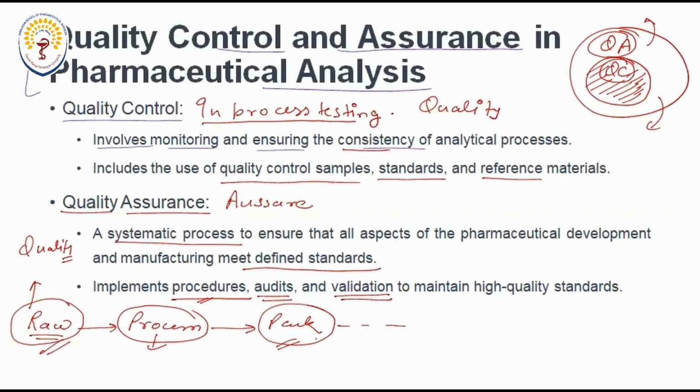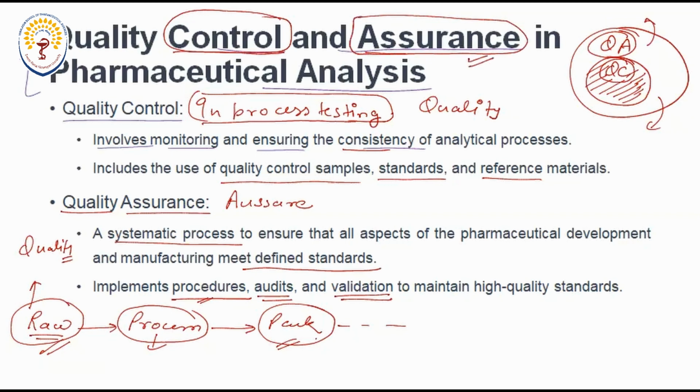So these two terms are very important. Let us conclude them again. What is the big difference between quality control and quality assurance? Quality control is basically the procedure to check the quality in process, whether the product is formed in a good quality or not. And quality assurance is covering all the steps starting from the raw material up to the end, that the product of the desired quality is being formed.